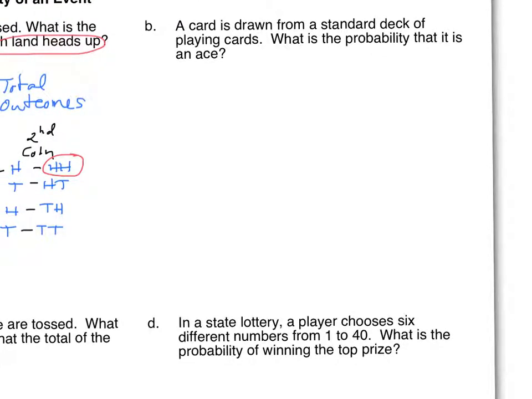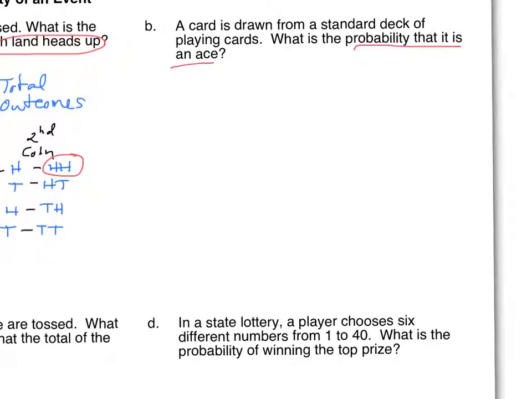So for B, a card is drawn from a standard deck of playing cards. Notice they don't tell you how many cards are in the deck. How many cards are in the deck? You're supposed to know that. So there's 52 cards. The question is, what is the probability that it is an ace?